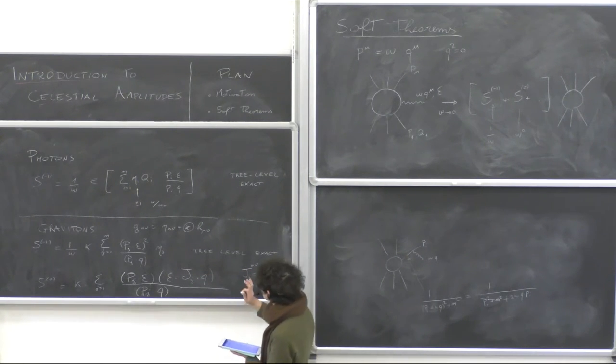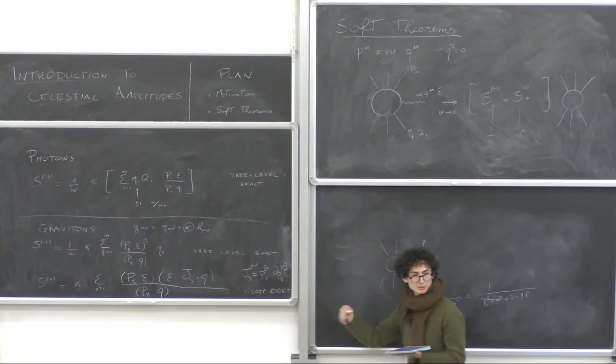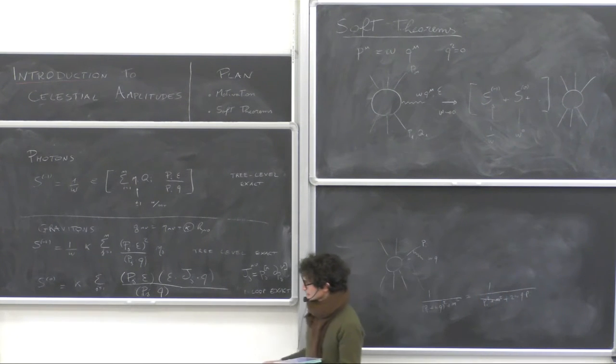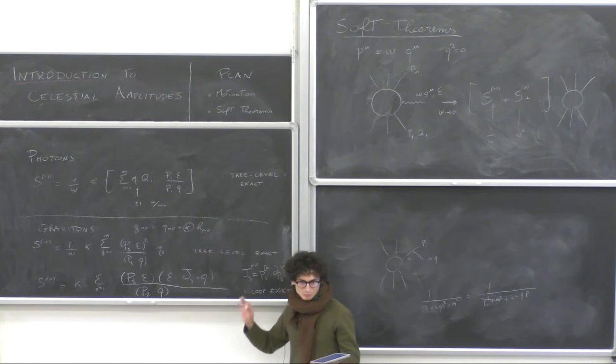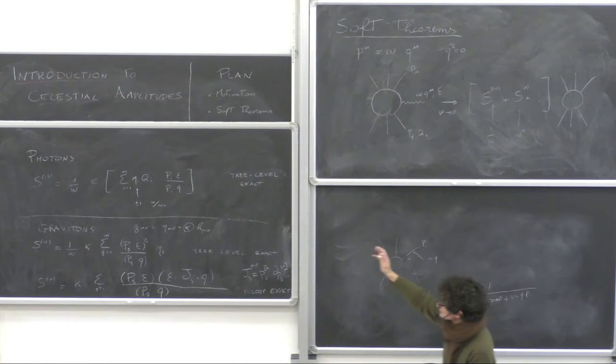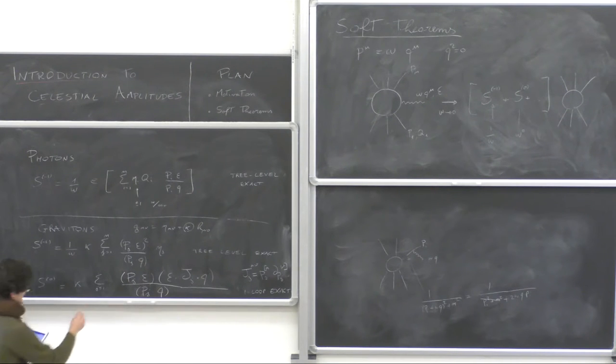To be exact, here there is one loop. It's one loop exact, let's say. So you have to compute also one loop corrections, and after that it is exact. So these are the soft theorems I care about, and I wanted to point out one thing. Also here, if you want, there's still this eta.